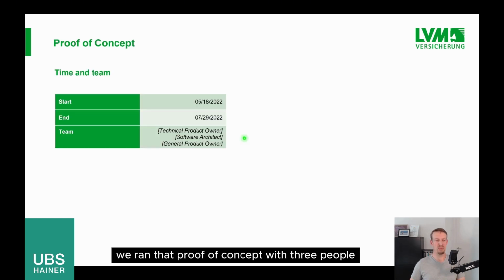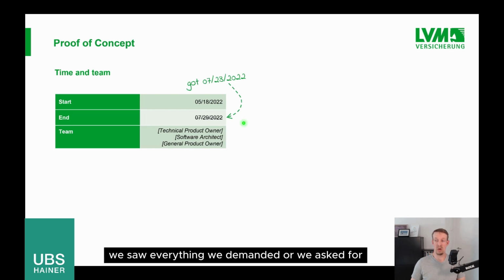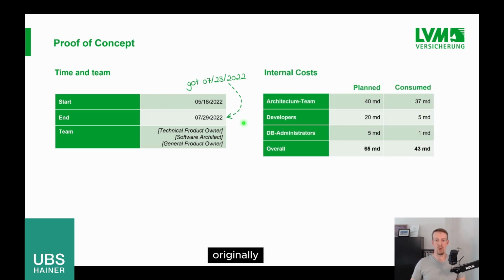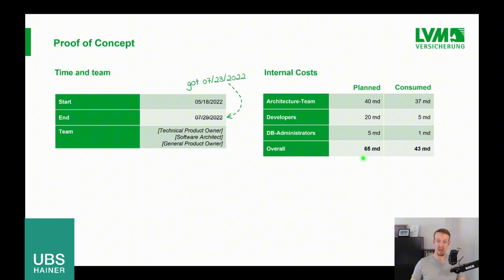We ran that proof of concept with 3 people: a technical product owner, a software architect, that was me, and a general product owner. We saw everything we demanded or we asked for, and even more. And we got that much convinced of the system that we closed the proof of concept 1 week before due date. Next interesting aspect were the costs. Originally, we planned 65 man days for the proof of concept. In the end, we used 43.